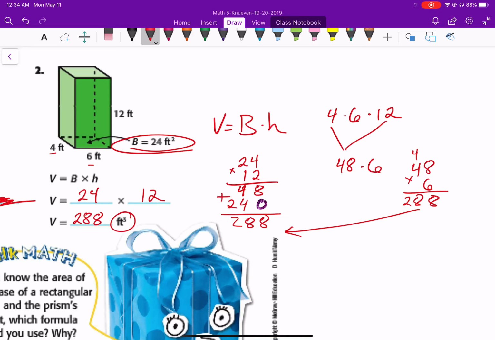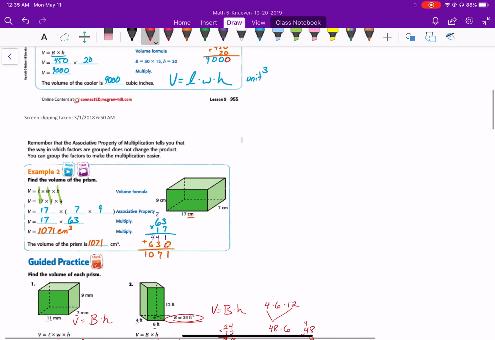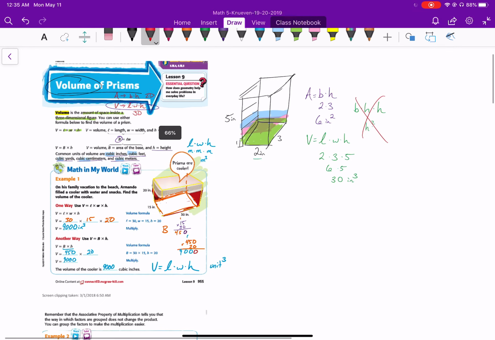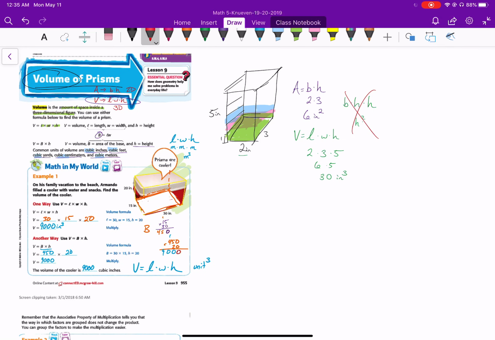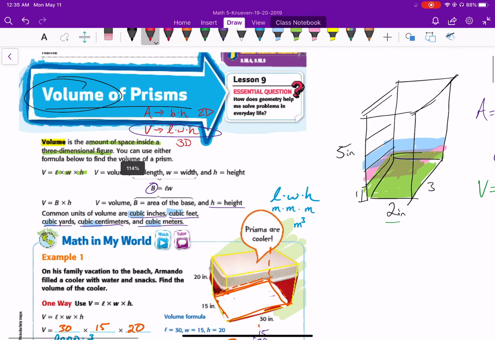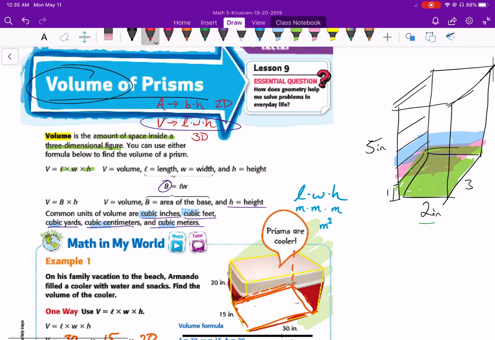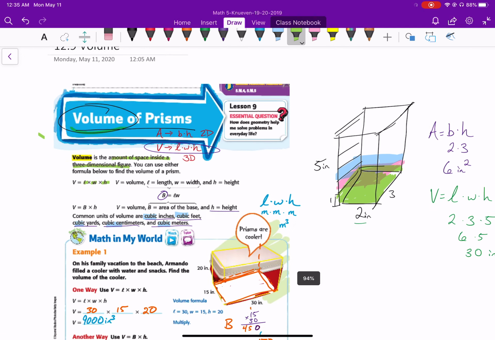Hopefully everything works out. All right, so that is our notes on finding the volume of prisms. We are finding the space inside a three-dimensional figure. Let me know if you have any questions.